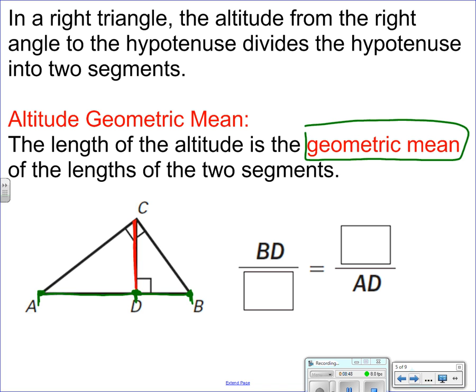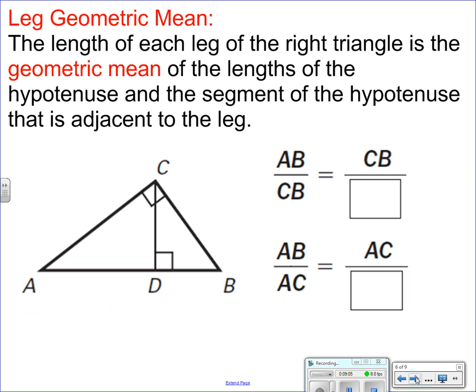So BD over CD is equal to CD over AD, because CD was our geometric mean. And that was our altitude geometric mean. That's the abbreviation. Now we have our leg geometric mean. The length of each leg of the right triangle. So we're going to be talking about CB and AC.